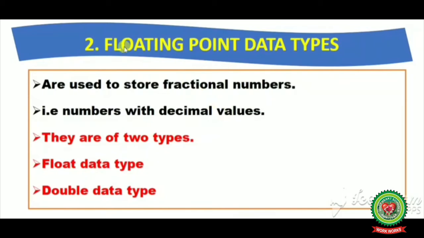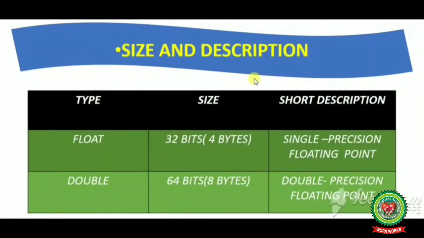Next we will discuss floating point data types. They are used to store fractional numbers, means numbers with a decimal value. They are of two types, float data type and double data type. Now we will discuss float data type with its size and description. Float data type takes 32 bits, that is 4 bytes in memory, and its description is single precision floating point.